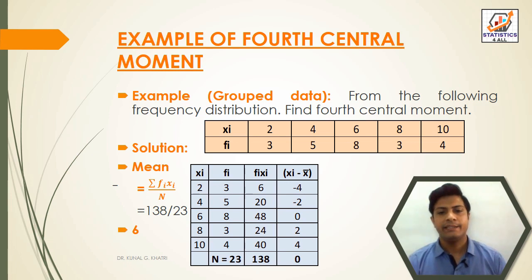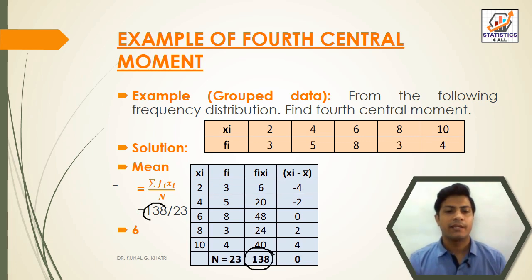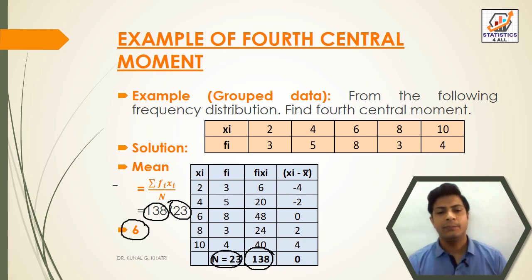After finding this value, we put this 138 in the above formula of mean, sigma fi into xi divided by n. Here sigma fi into xi is equal to 138, and n is equal to 23. So putting this in the above formula of mean, we get the value 6. After finding the mean value, we find xi minus x bar. Here xi is given.